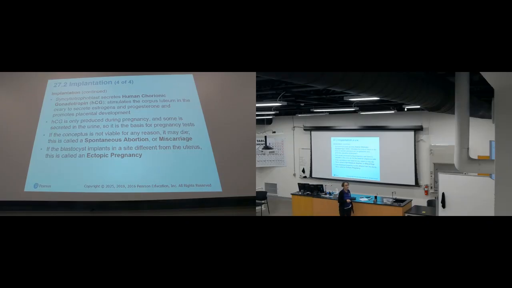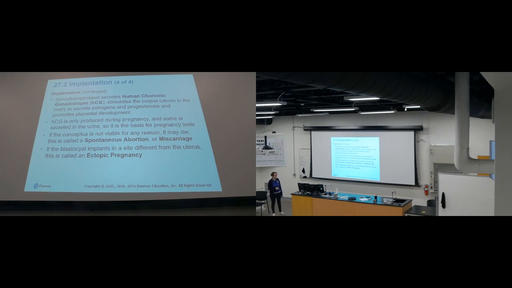And then hCG can be found in urine, but its levels increase very high in the blood, and then you can have detection of pregnancy with a pregnancy test. And if there is a genetic defect in the baby, that will lead to a spontaneous abortion or miscarriage. You only find out if you grab part of the tissue and see what defect it was, but most spontaneous abortions happen because there is a genetic defect that is incompatible with life.